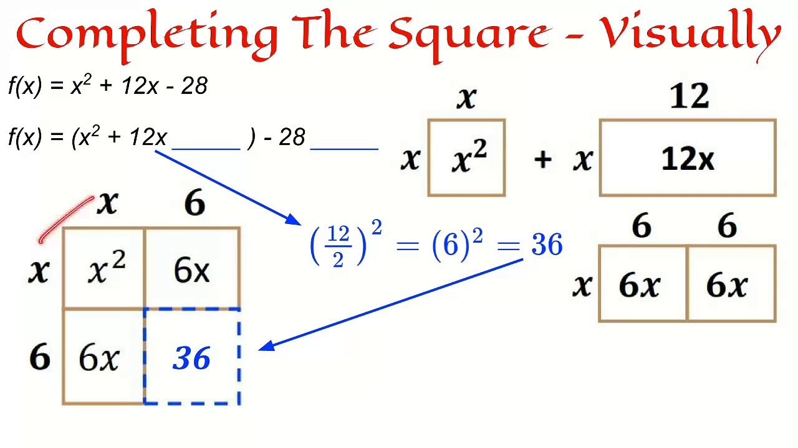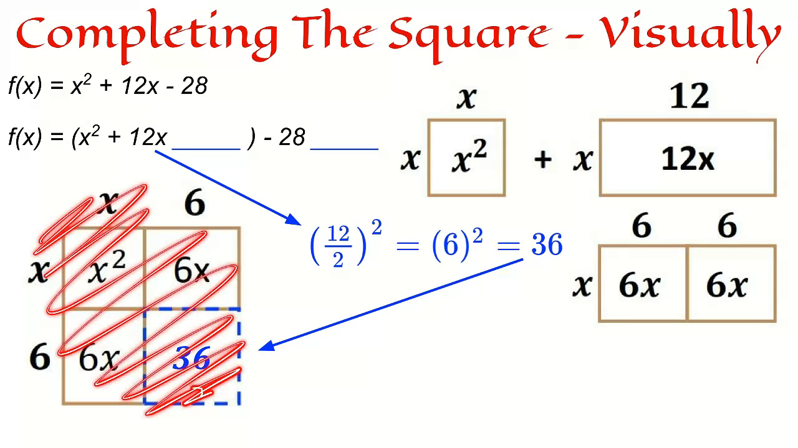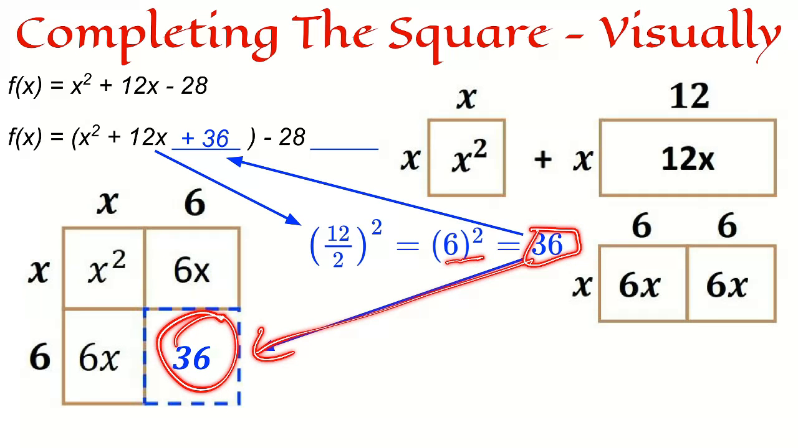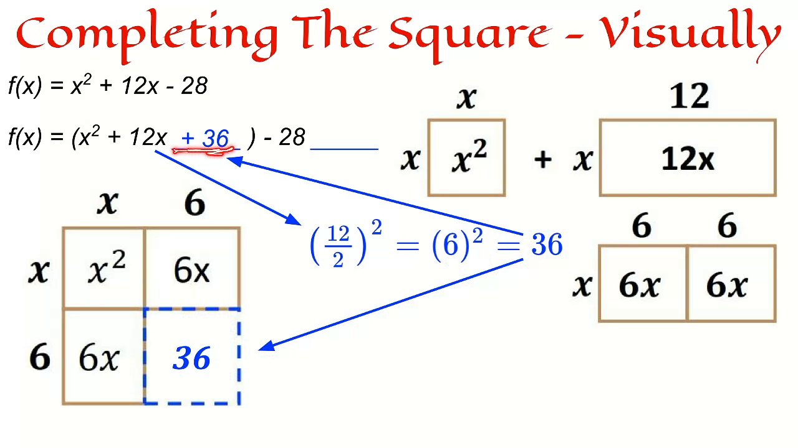So if we don't have this rectangle, we still know that it's got to be 36. So we can move away from the rectangle, but it's a good visual to have while we're doing this. Then that 36, so the 12 came down here, we divided it by 2 and squared the result, which was 6 squared, which was 36, which goes right here in the rectangle. And in the algebraic version of completing the square, we add 36 here.